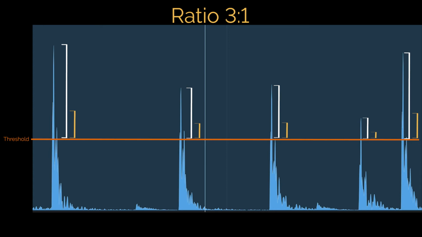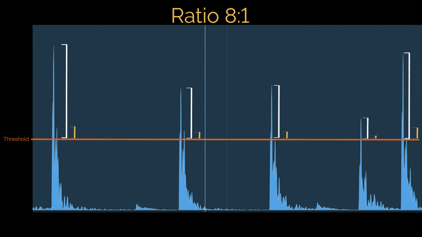A ratio of around 3 to 1 can be considered moderate compression. I usually use this for bus compression, acoustic instruments, and vocals. I consider 5 to 1 to be medium compression. I usually start my drums around this level and tweak a little bit if I need to.